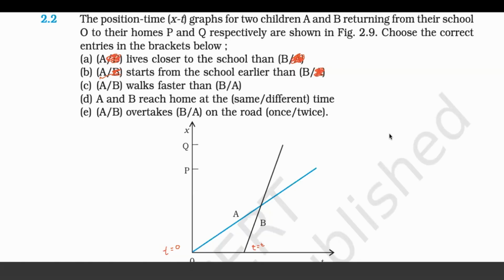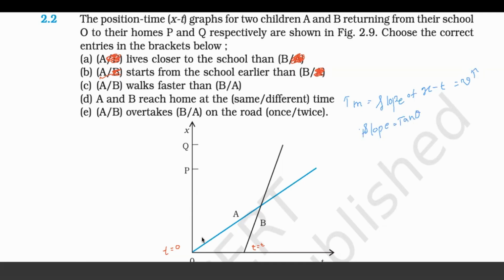Okay, so let us go to the C part. Who walks faster, A or B? You all know that the slope of the displacement-time graph, the x-t graph, will give you velocity. Slope is generally represented as m. The higher the slope, the higher the velocity. Also, slope is nothing but tan theta.